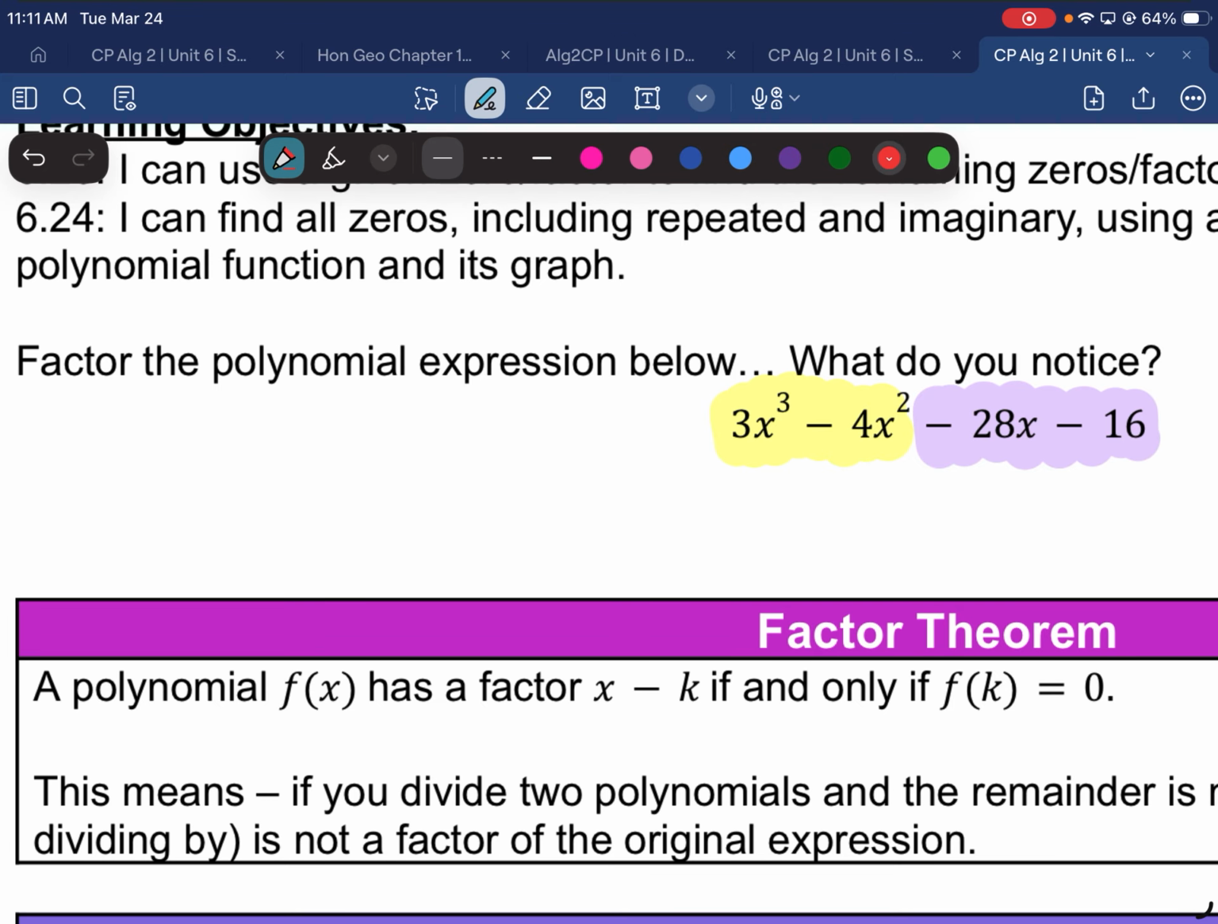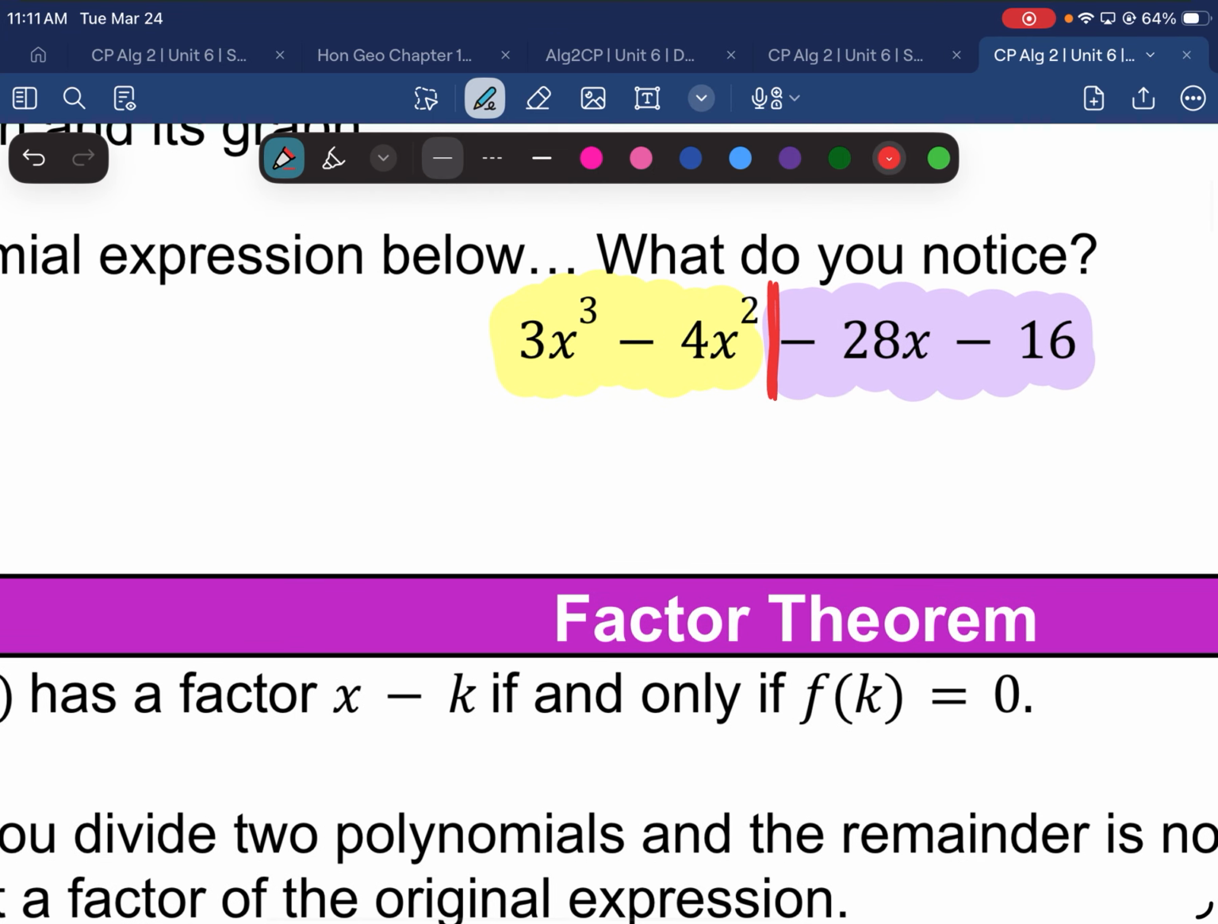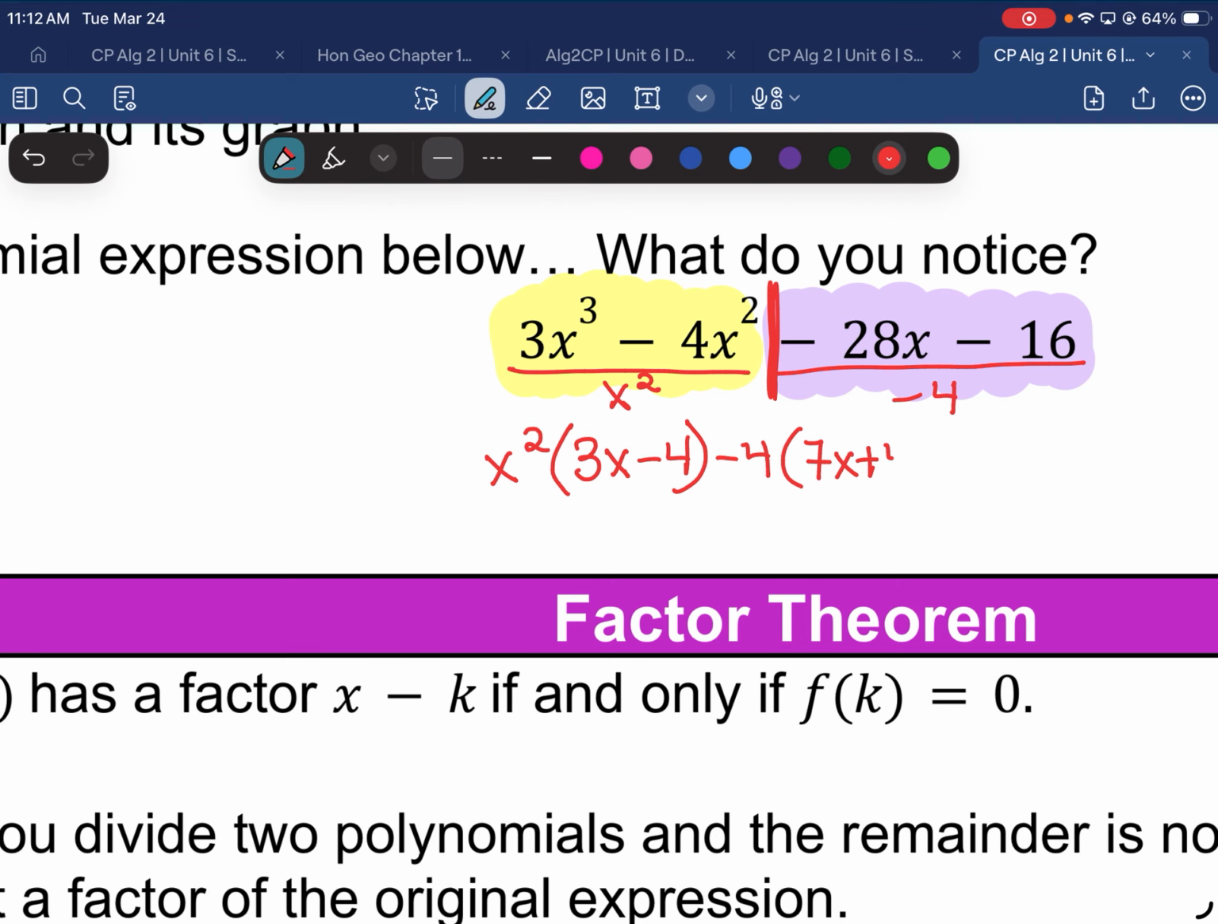Or you can draw that and group them. Then you would find a greatest common factor. In the first set of parentheses, that's an x squared. And here's what I've got left, 3x minus 4. The greatest common factor in the second set of parentheses is a negative 4. But here's what I have left.